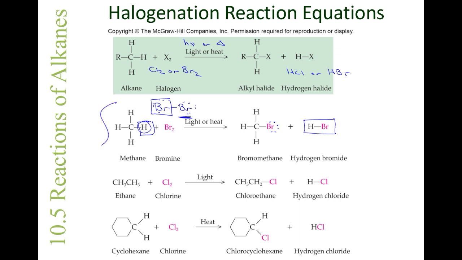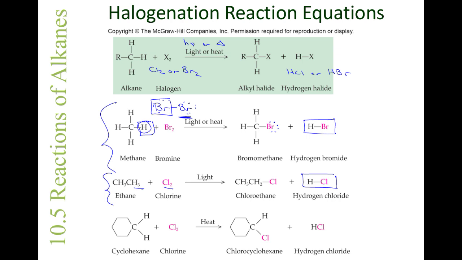So that's one example. The next one is just showing ethane plus chlorine, and you can do the same thing. You replace one of the hydrogens with one of the chlorine atoms. So what would you be left over with? You'd be left over with a hydrogen atom and a chlorine atom. They will combine to give you hydrogen chloride.